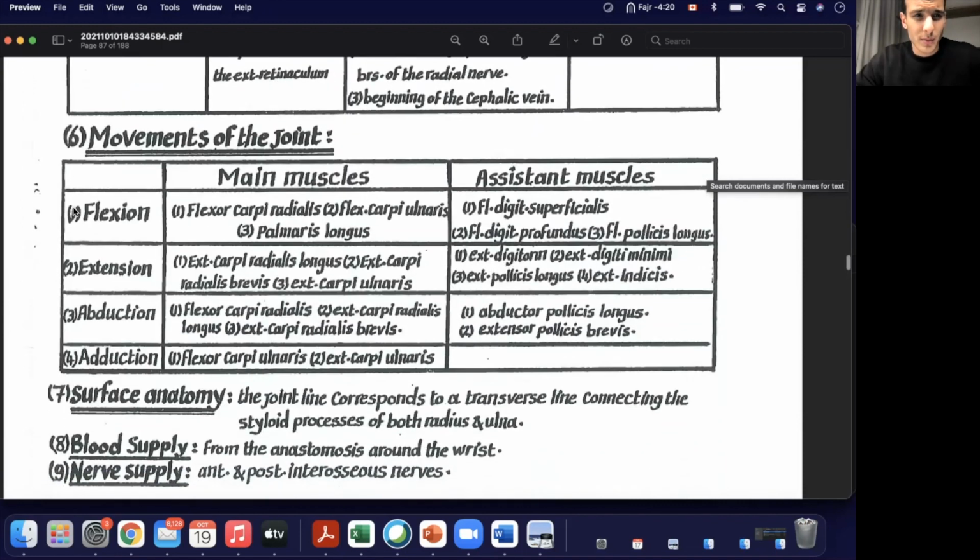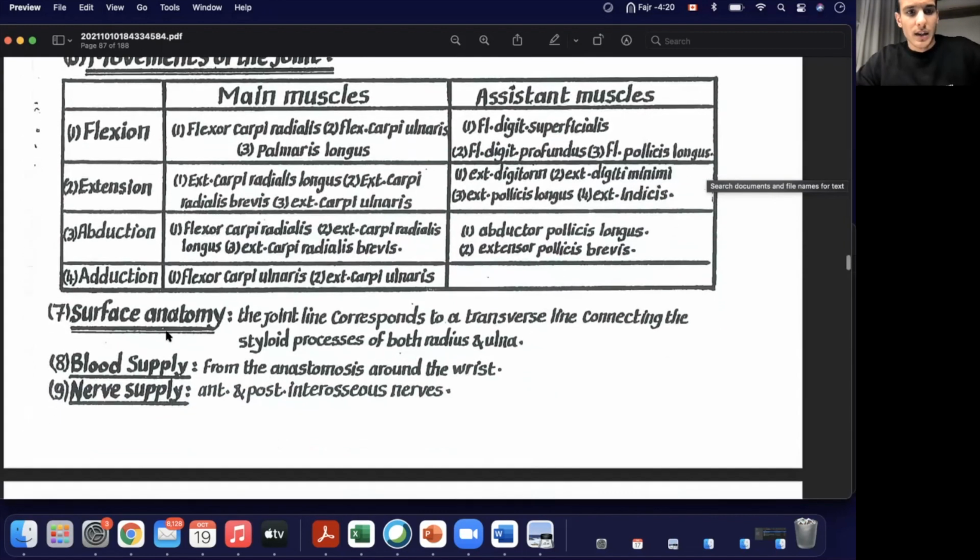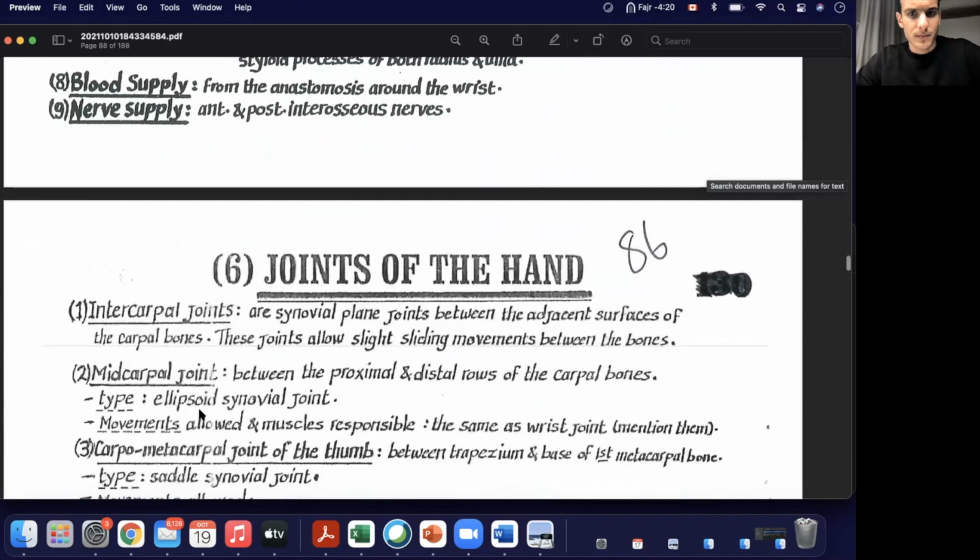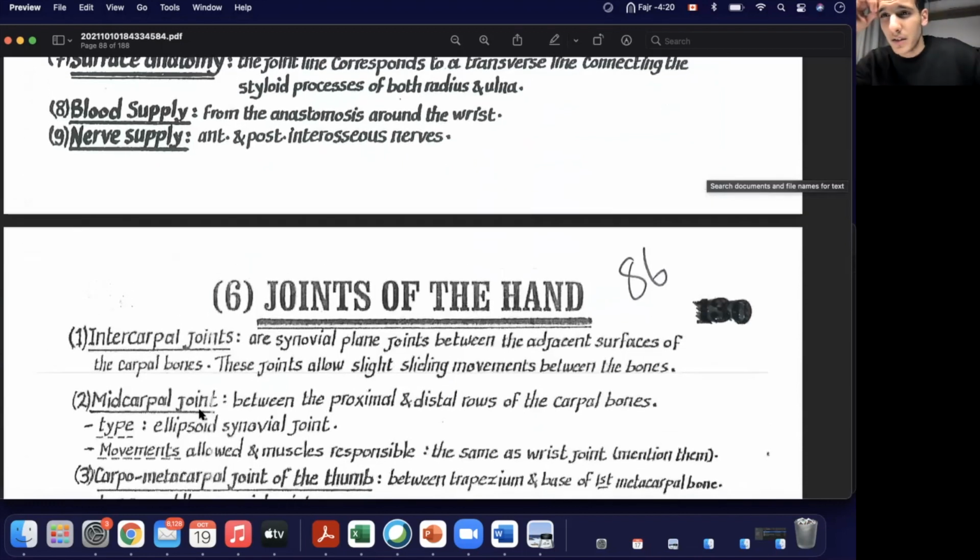Movements of the joint, as I said in the beginning: flexion, extension, abduction, and adduction. All of these movements can be studied in the future, and you'll know exactly why they happen, because of the action of the muscles in relation to the wrist joint. You will need to know them in the future, but don't worry about them for now. Just know the movements. That's it. That's the wrist joint.